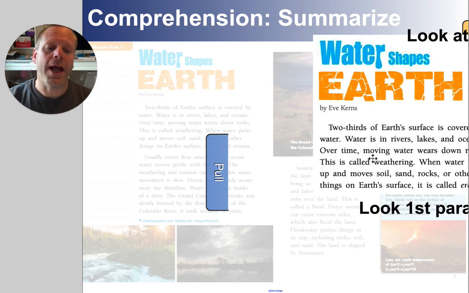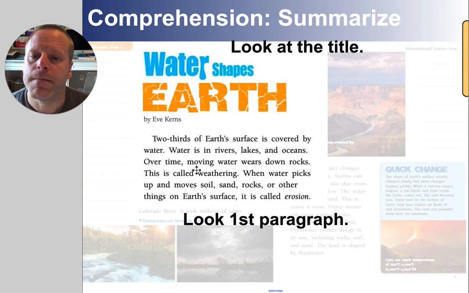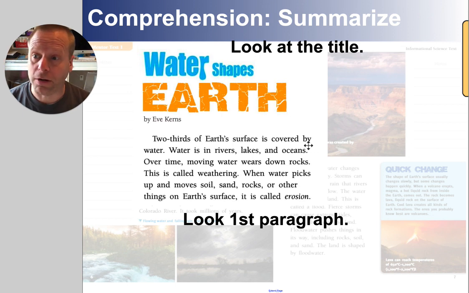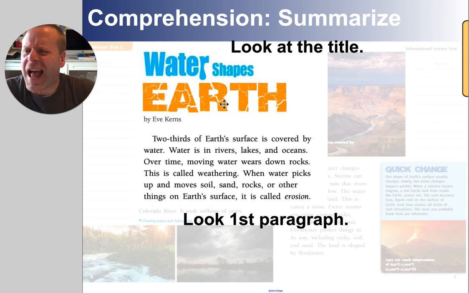So I'm going to go ahead and summarize "Water Shapes the Earth." And I have a couple of clues. If it is a true story, an article in a magazine or in this case our mentor text, look at the title. Because the title does a lot of that same work, telling you what it's mostly about. This story is mostly about water shaping the earth. Well, I love those words. I might just add a little bit more to it.